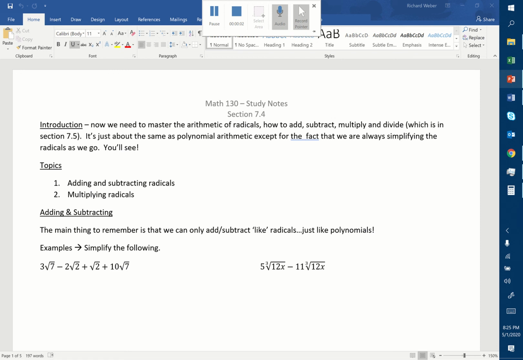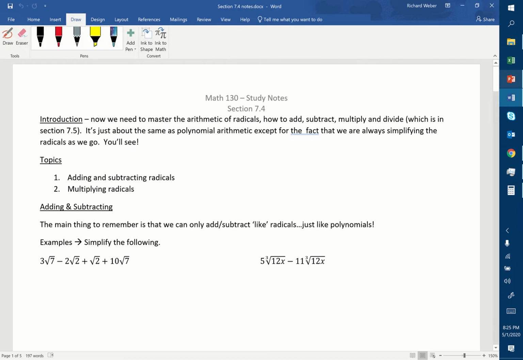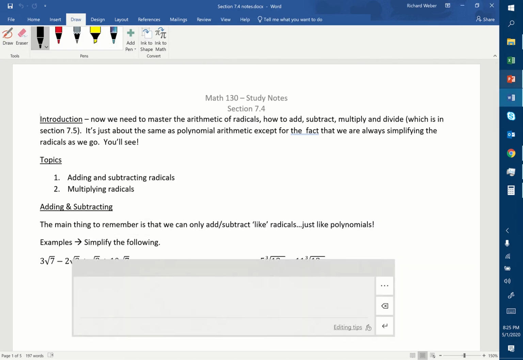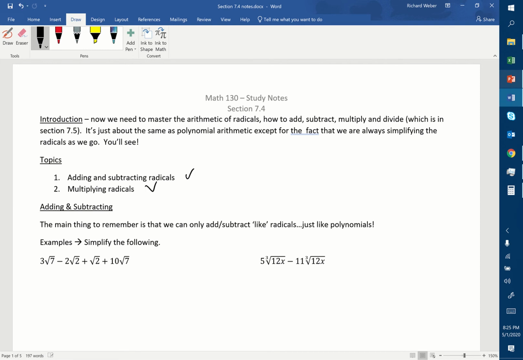Welcome to section 4. This is going to be broken up into two videos, one dealing with addition and the other dealing with multiplication. Okay? Had to get the pen working. Addition, the main thing to remember is, I just said it, I must speak and type at the same time.